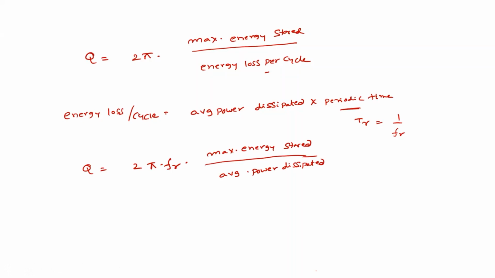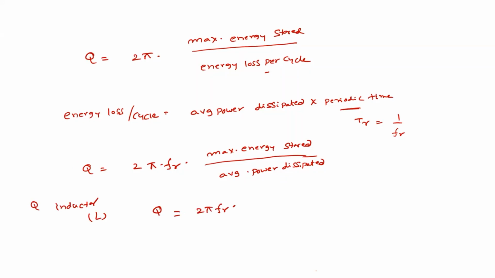Do you have any confusion? No, sir. So this is Q. It is a simple thing: what is the maximum energy stored, and what is the power that is dissipated. For example, Q for an inductor, for L: it is 2 pi FR times the maximum energy stored in the inductor.